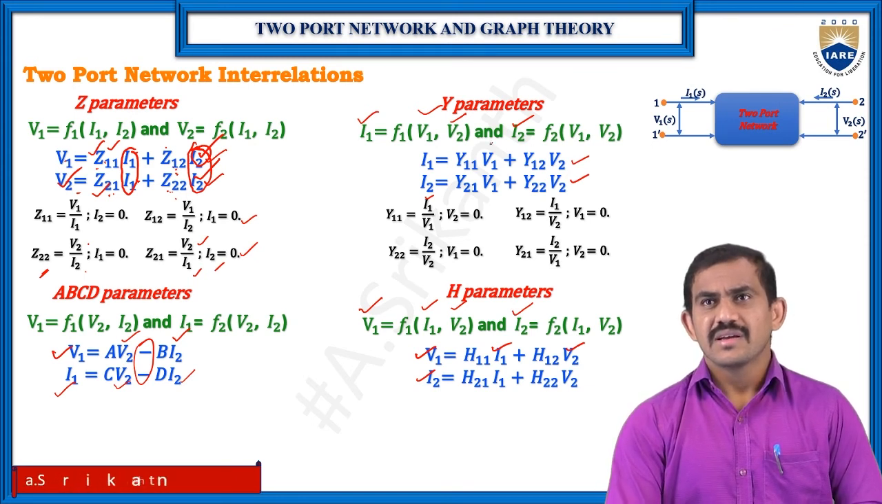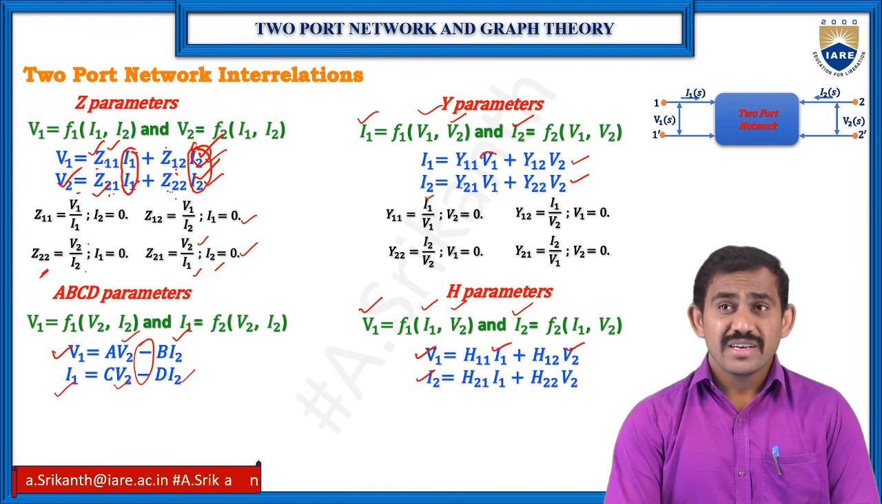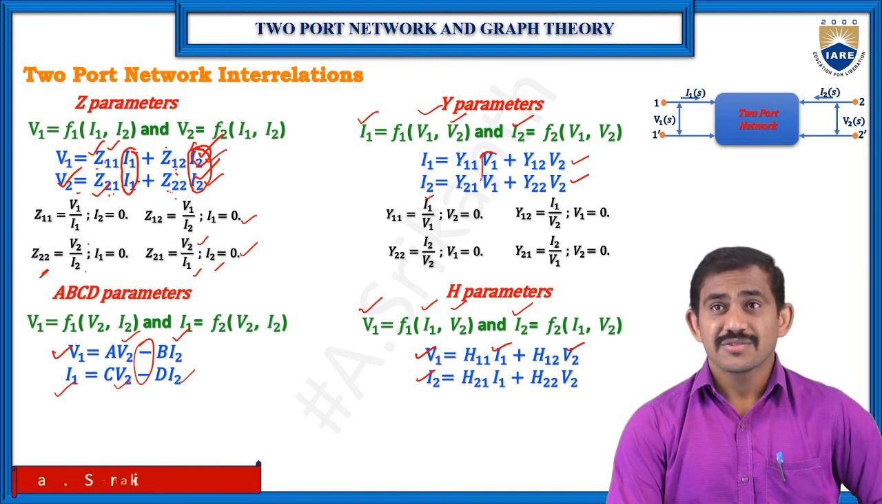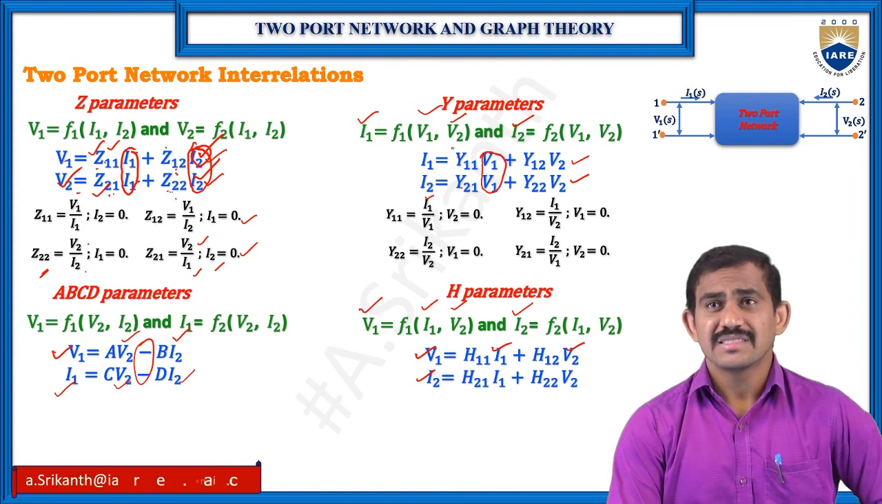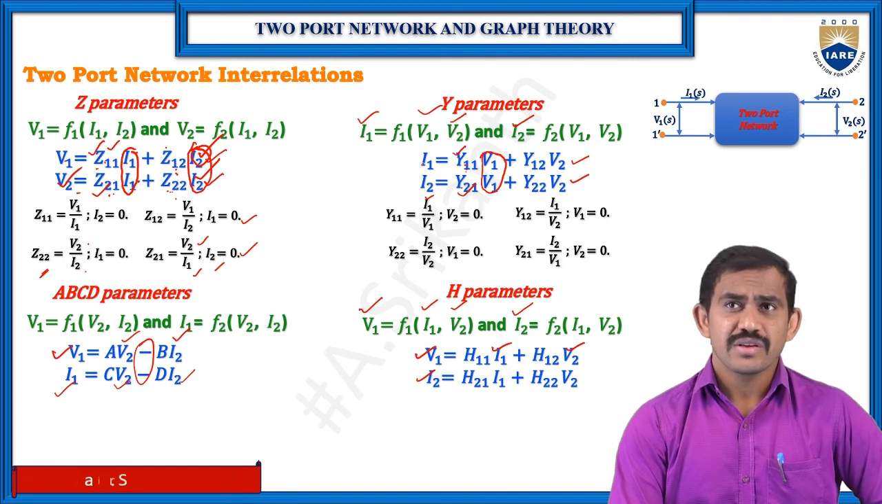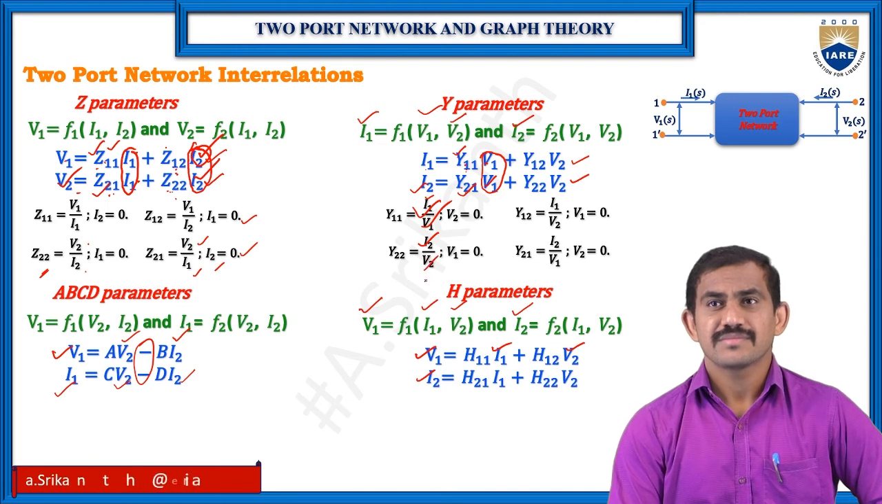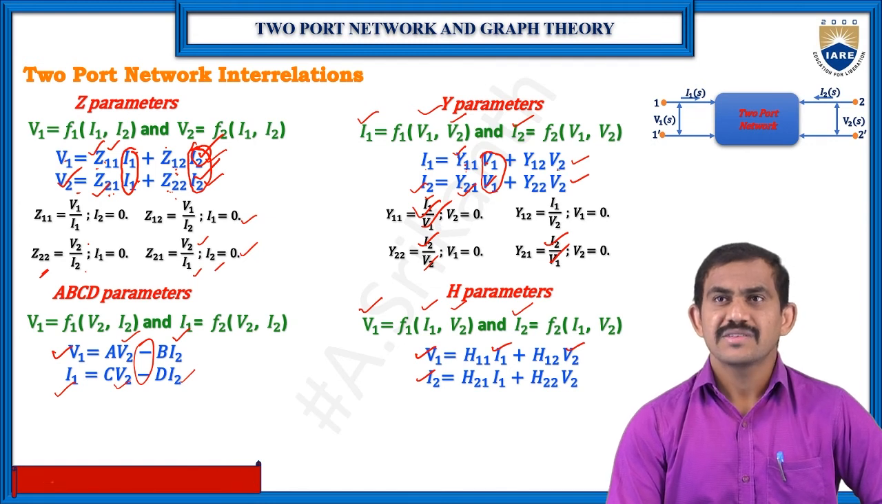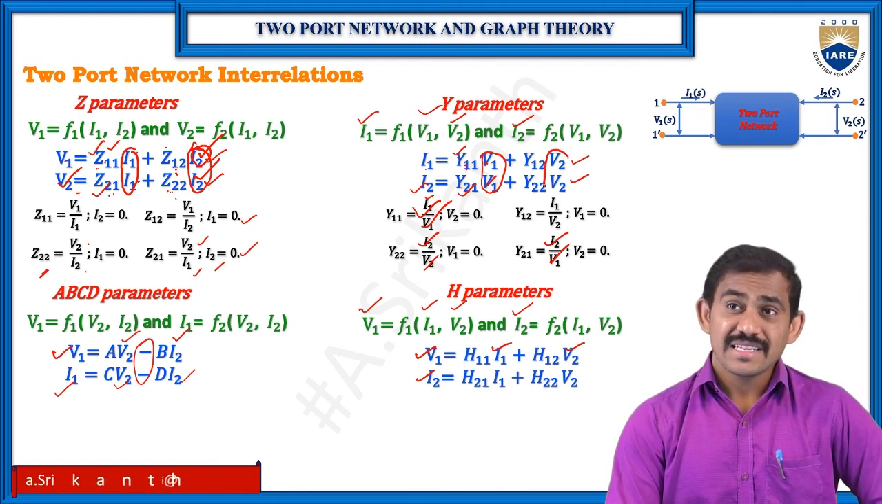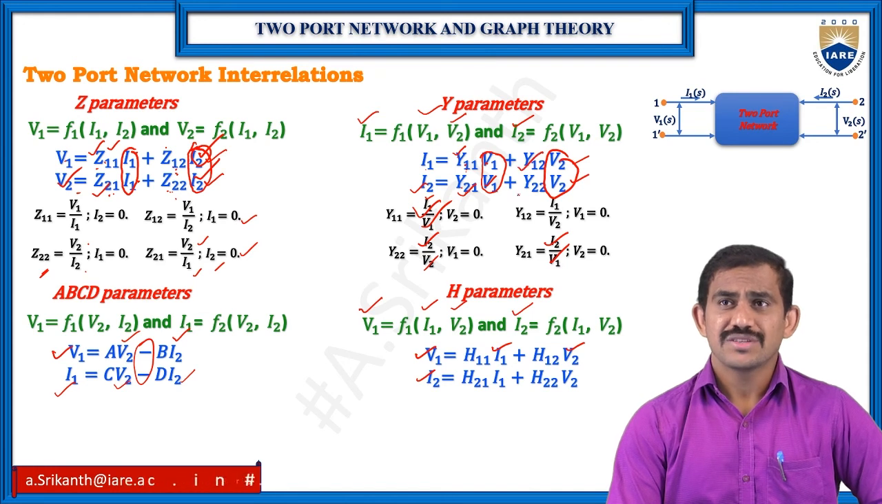If I want Y11 and Y21, then V2 is 0, which means the secondary side is short circuited. So when the secondary side is short circuited, I will get the Y11 and Y21 values. Y11 is equal to I1 by V1, and Y21 is equal to I2 by V1. And if the primary side is short circuited, then I will get the Y12 and Y22 values.